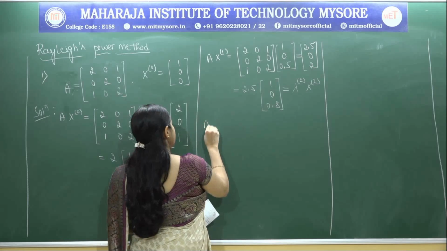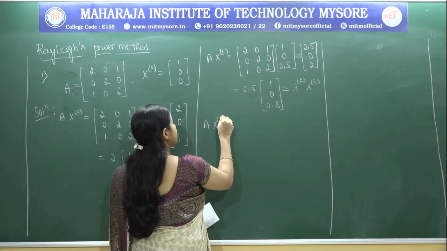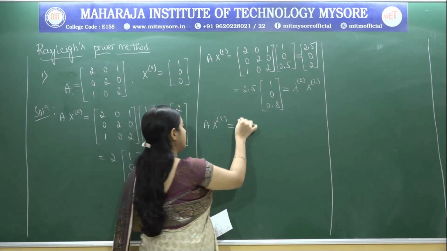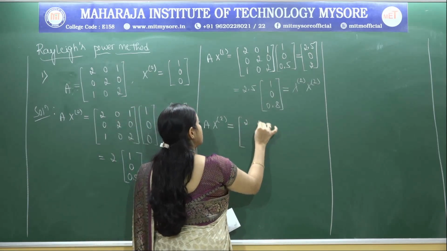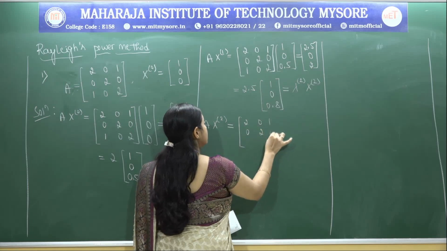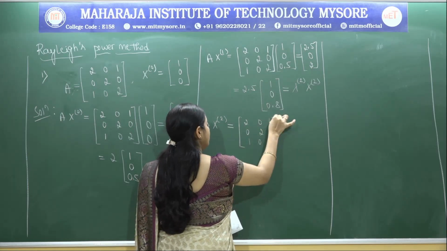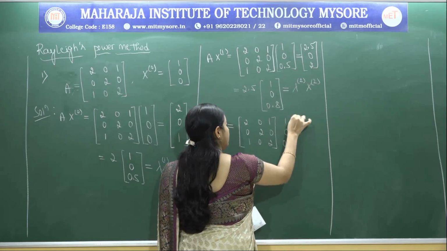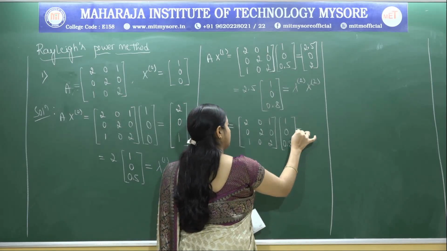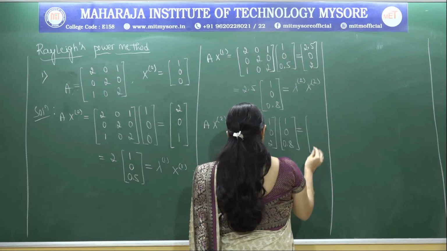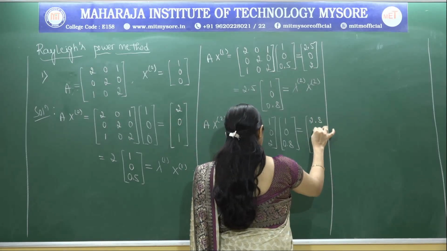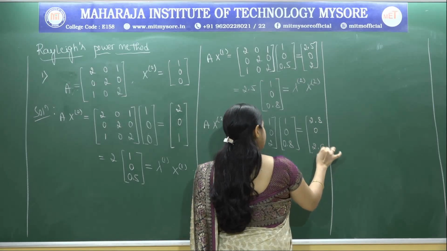So the next one, again you take the matrix multiplication of A and x with the second iteration. So the first one it is [2 0 1; 0 2 0; 1 0 2] with the column matrix 1, 0, 0.8. Calculate, you will get the column matrix, it is 2.8, 0, 2.6.